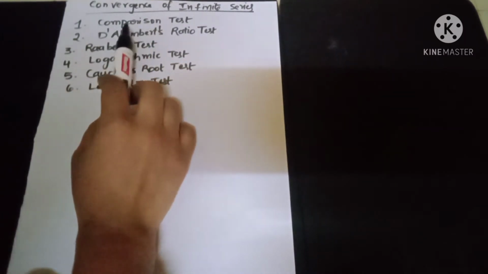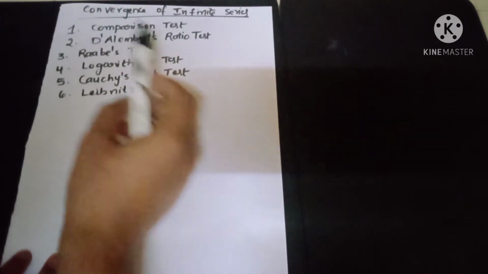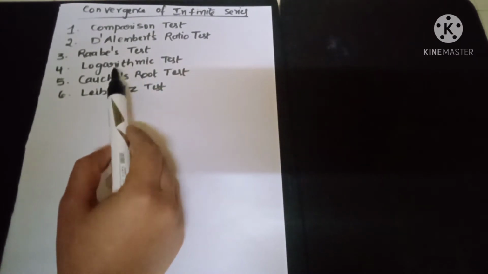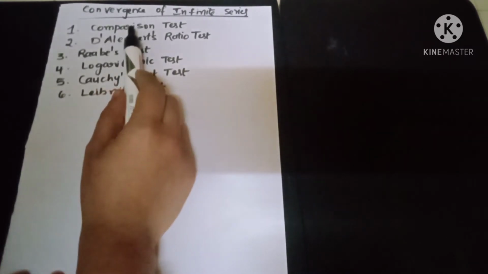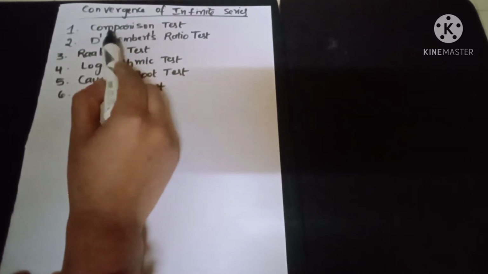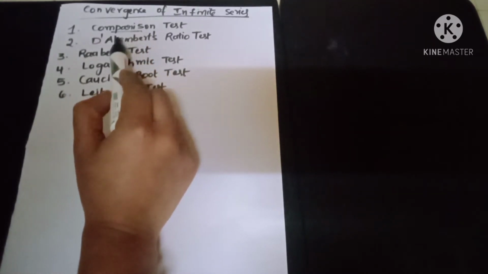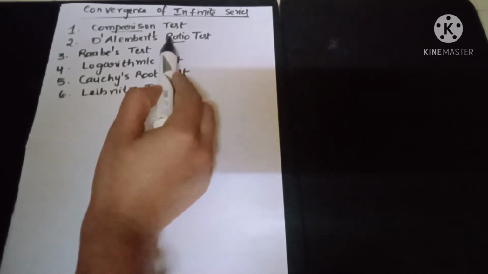To test whether a given infinite series is convergent or not, there are a few tests. They are comparison test, D'Alembert's ratio test, Raabe's test, logarithmic test, Cauchy's root test, Leibniz test. As the name itself suggests, in comparison test, we need to compare two series, and by looking at the value we can say whether the given series converges or not. In D'Alembert's ratio test, it is the ratio that we see.